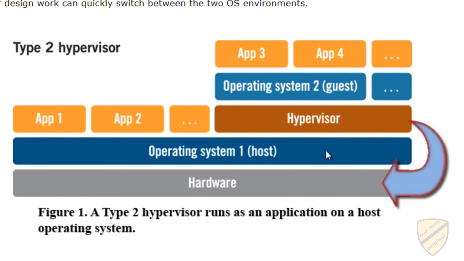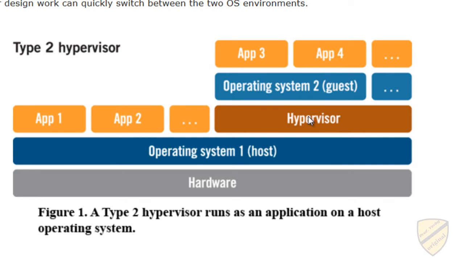So it's counting on this operating system, your host OS, to interact with the hardware. So whatever the hypervisor goes through, it has to go through the host OS to get to the hardware. It doesn't communicate directly with it. There's an extra layer there.